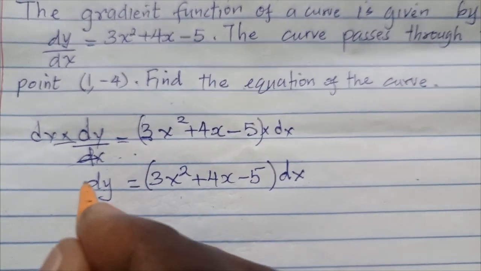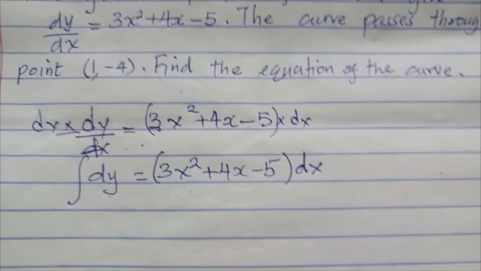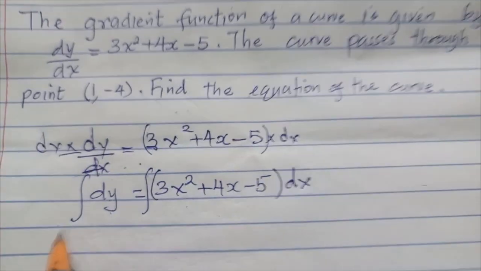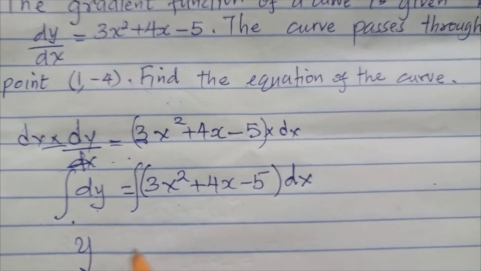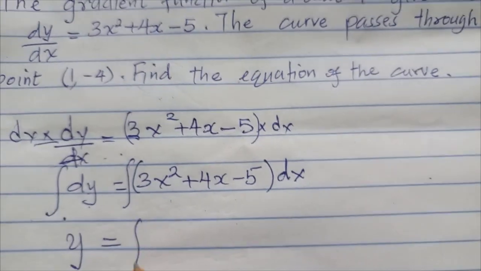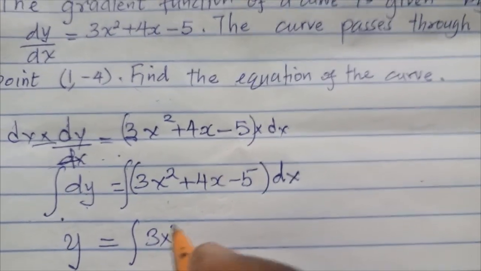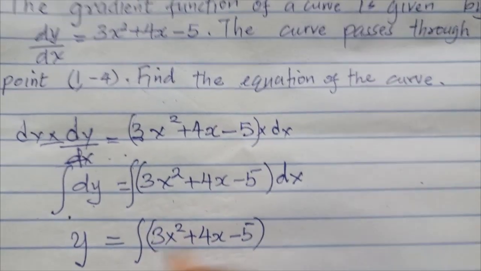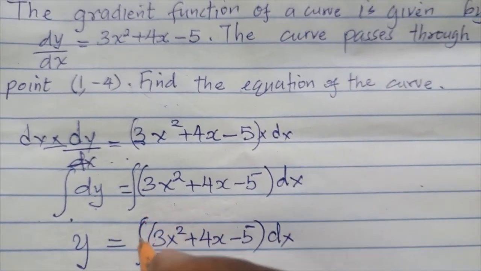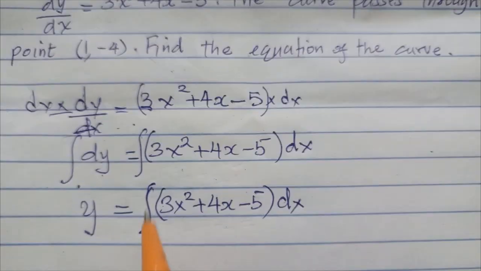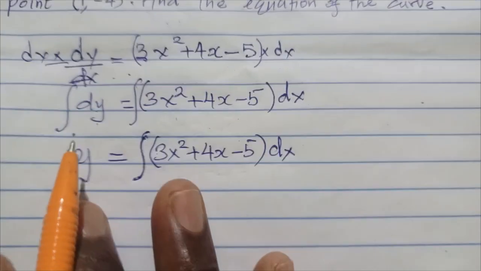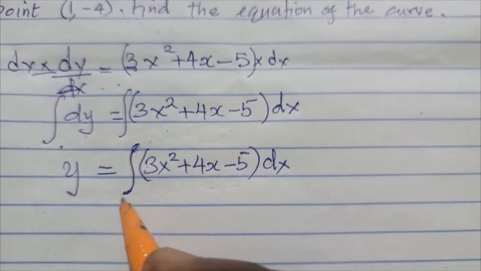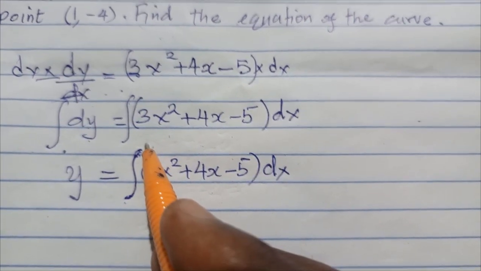So what we need to do, we carry out what we refer to as integration. And we do integration on both sides. So when you integrate dy, you'll have your y. So y will be the integral of 3x squared plus 4x minus 5 with respect to x. That's why we write dx. Now for those who have gone through integration in calculus class, this is an indefinite integration. It doesn't have a range.